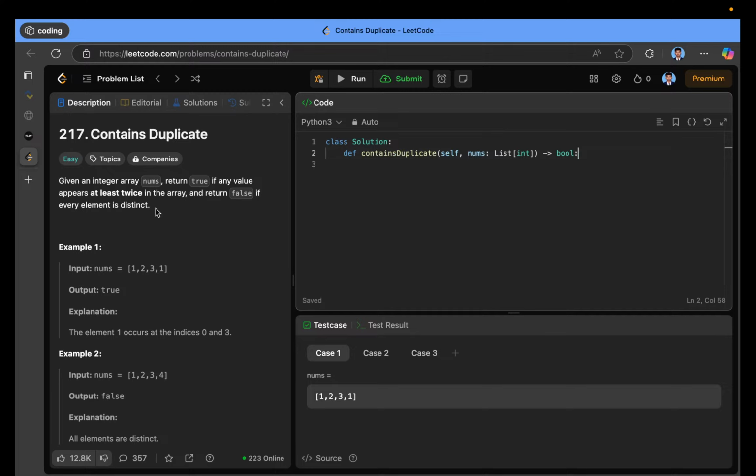Okay. Like, let's see this: 1 2 3 1. The 1 is repeating, that's why the output is true. 1 2 3 4. No one is repeating, so the output is false. So if any value appears at least twice, at least. Here 1 is repeated twice.